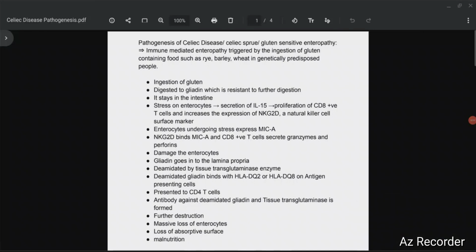Hello everybody, so let's just discuss what celiac disease is and what is the pathogenesis of celiac disease. So what is celiac disease? Celiac disease is also known as celiac sprue, gluten-sensitive enteropathy.